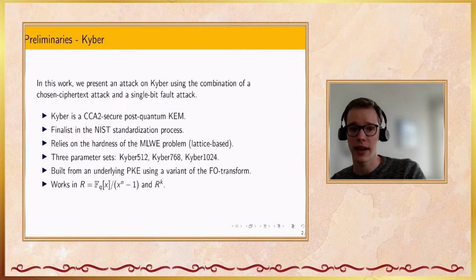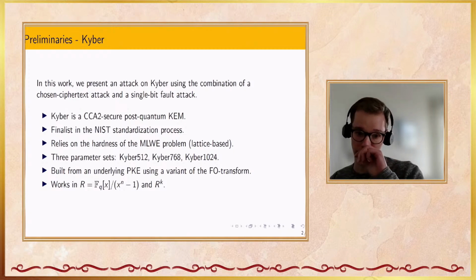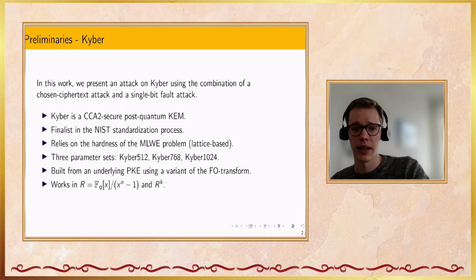Kyber is a CCA2 secure post-quantum key exchange mechanism that is a finalist in the NIST standardization process and is based on the hardness of the MLWE problem. It defines 3 parameter sets. What will be important here is that it's built from a public key encryption scheme using a variant of the FO transform. We'll be working over Fq[x] mod x^n minus 1.